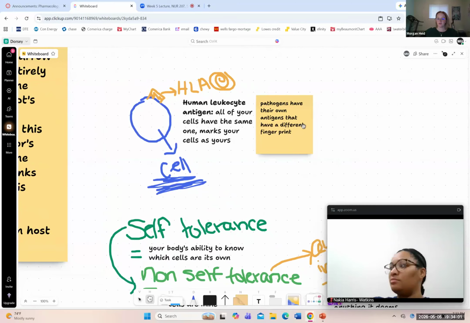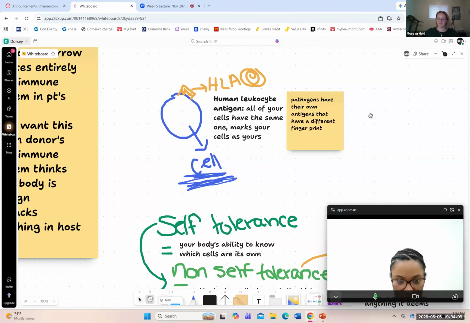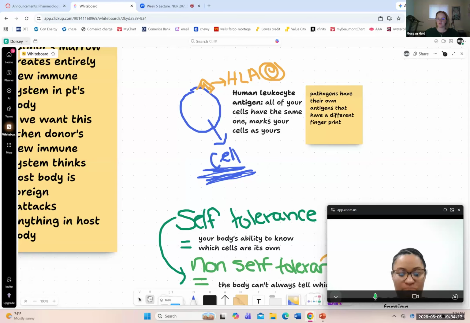And we have white blood cells patrolling the body to look for that particular ID card. So they're like, hey, are you mine or are you not mine? And if it is deemed that it's not mine, then I'm supposed to attack it. That's how my body knows what's my cell and what's not my cell. Does anybody have any questions about that?